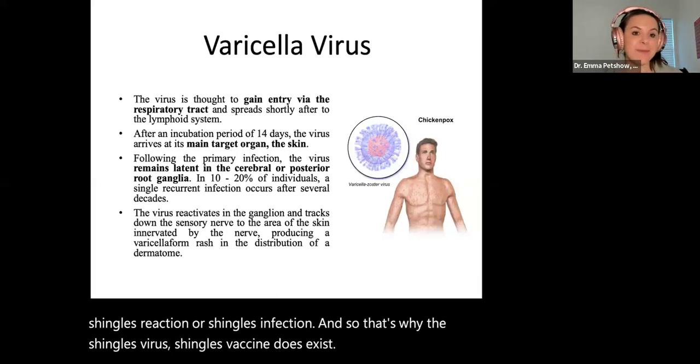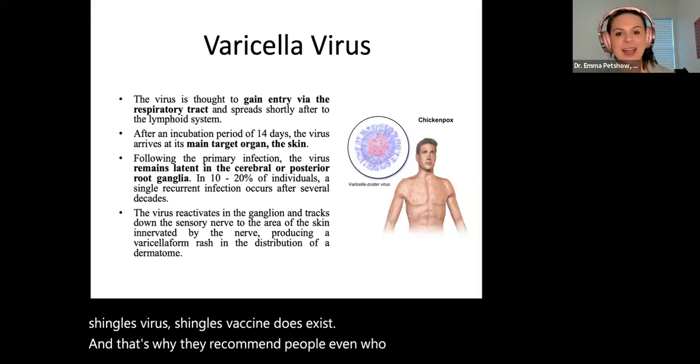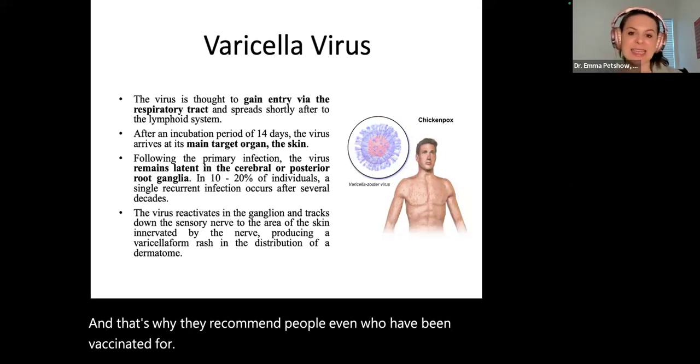And that's why they recommend people who have been vaccinated for chickenpox to actually get the shingles vaccine as well.